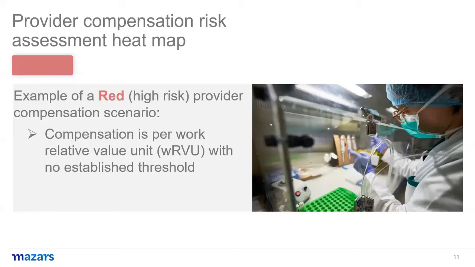So these are important reasons for why employers will want to cap the total work RVU based formula, or go away from it completely, because it's fairly common, should you pay per work RVU and not establish any thresholds, that you could end up well above what fair market value is for annual compensation.